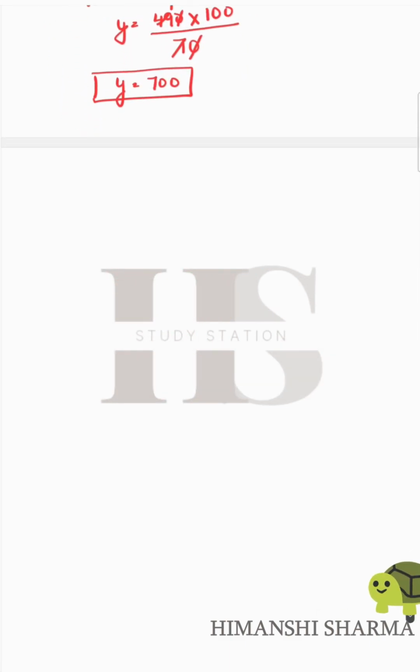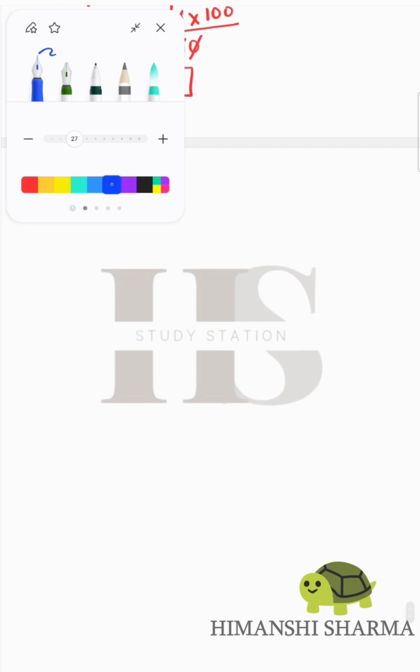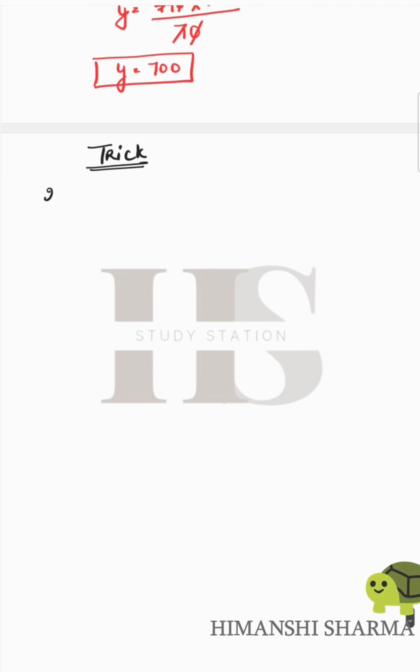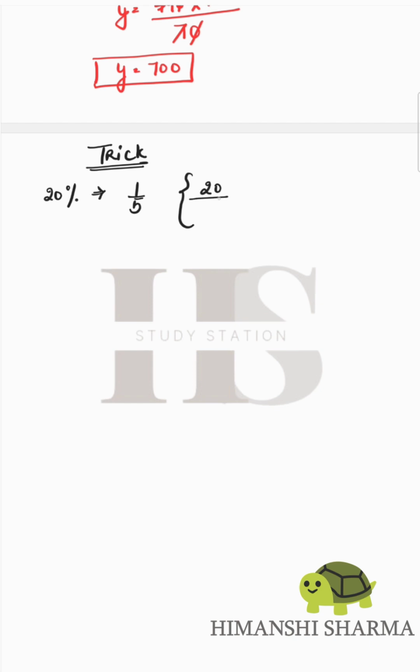Now I would like to give you a small helpful trick. Sometimes it becomes difficult and we don't understand how the cancelling will be done. For that you can always learn the values. For example, if I say 20%, 20% is always equal to 1/5. How is this 1/5? 20% means 20 out of 100. If you reduce it to its lowest form, you will get 1/5. So you can always remember these values.